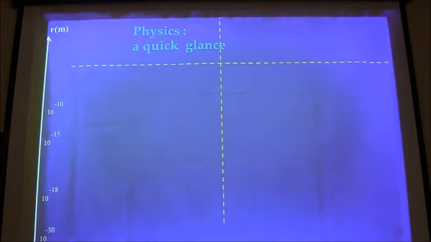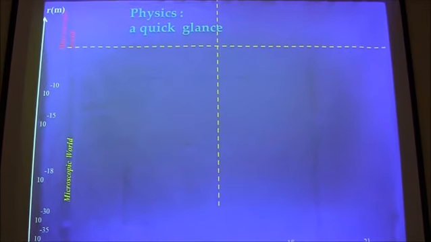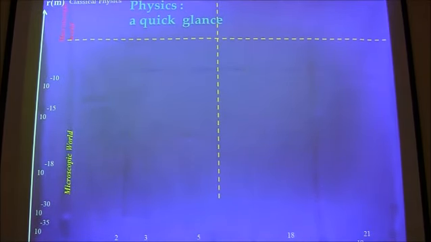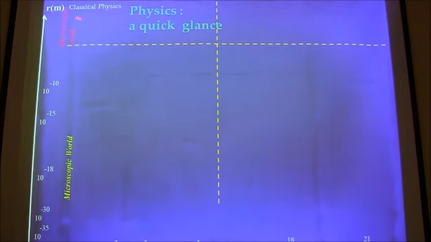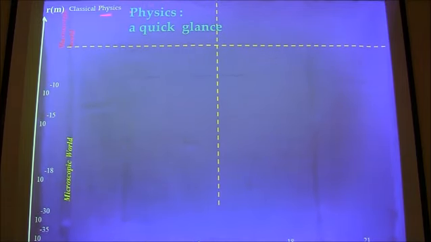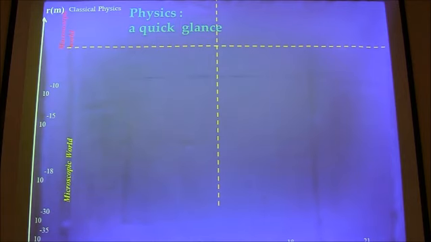Roughly, we can think about this 2-dimensional plane in terms of 4 quadrants. One is our macroscopic world. This is where we live. This is where we drive our car to work, and we play sports and so on. We have the microscopic world, and the area of physics that deals with phenomena in this region is known as classical physics.